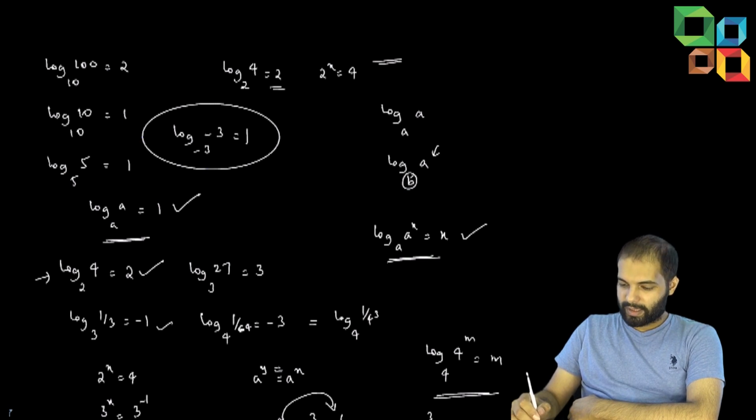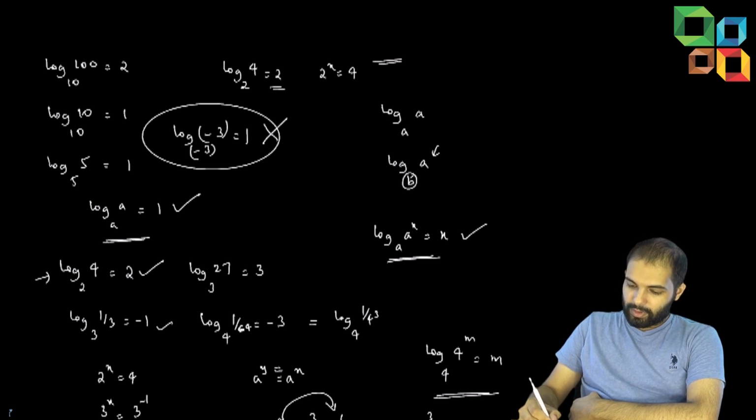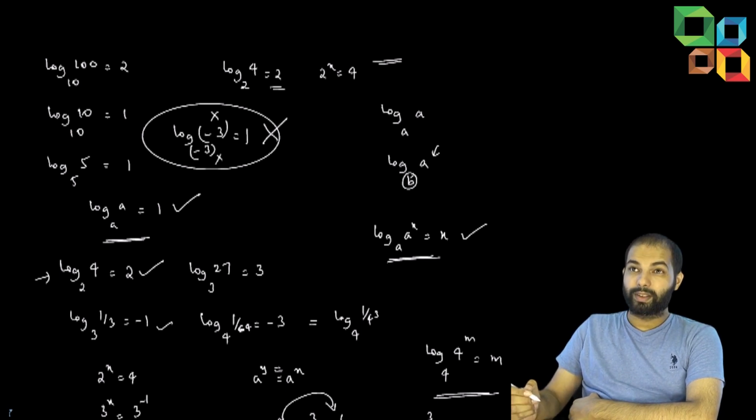Now, I told you this is not valid. Now you understood why it's not valid, correct? This function is not defined. It's not defined for this, not defined for this also, right? Neither for the base nor for the argument. Therefore, this is not equal to 1. This is not defined. That's all. Is it clear now? Okay.